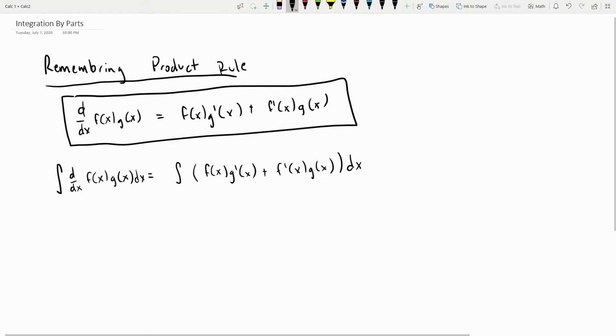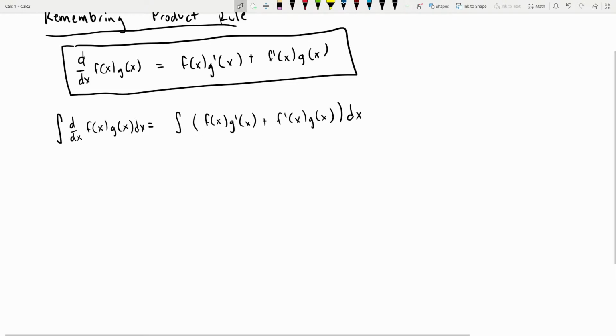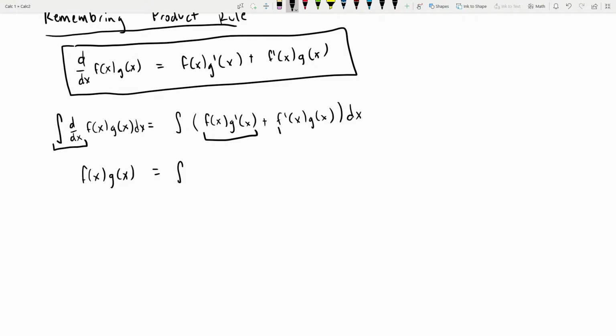So I've applied the integral to both sides of this little equation that we had here, and we can quickly see that these two actually are opposites, because one is taking the derivative of it and then you're undoing it by taking the integral of it. So actually we can simplify this even further, and we're left with f(x)g(x), and it's equal to the integral of this plus the integral of this. We're going to split this up.